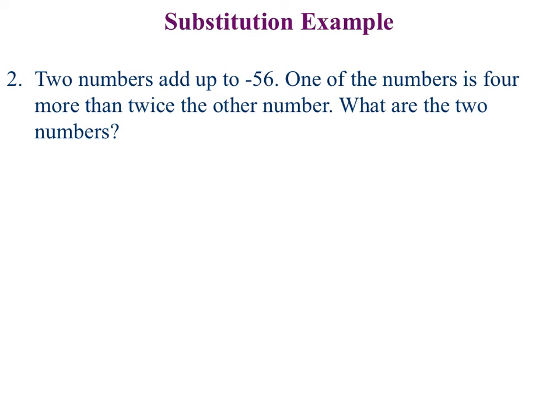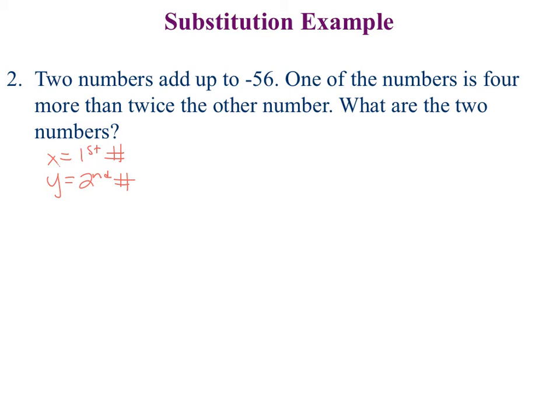Okay, next we're going to jump into looking at some substitution examples. So number 2 says two numbers add up to negative 56. One of the numbers is 4 more than twice the other number. What are the two numbers? So again, we're going to at least start with identifying our variables, so x and y. And this one, we don't have specific labels, we just have two random numbers that we don't know. So we'll call x the first number, and then y could be the second number. Since they're two different numbers, they have two variables for them.